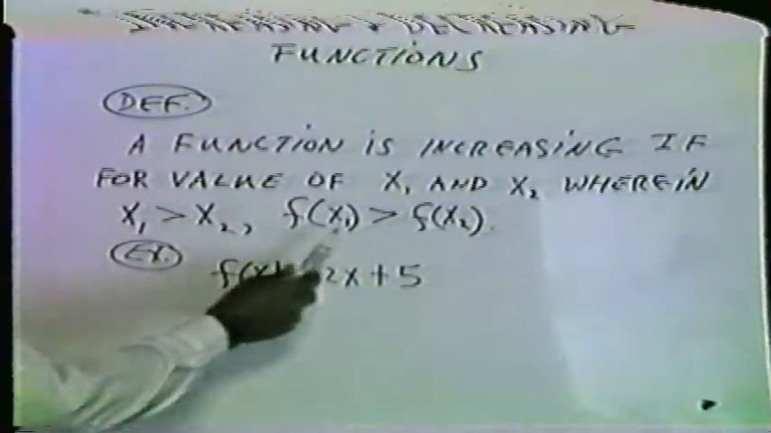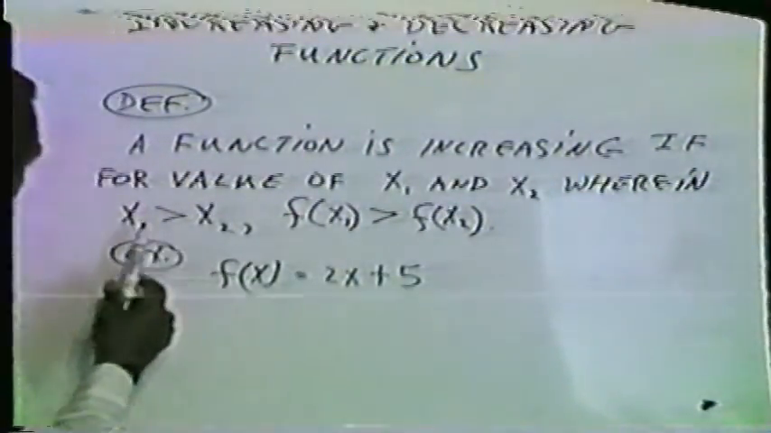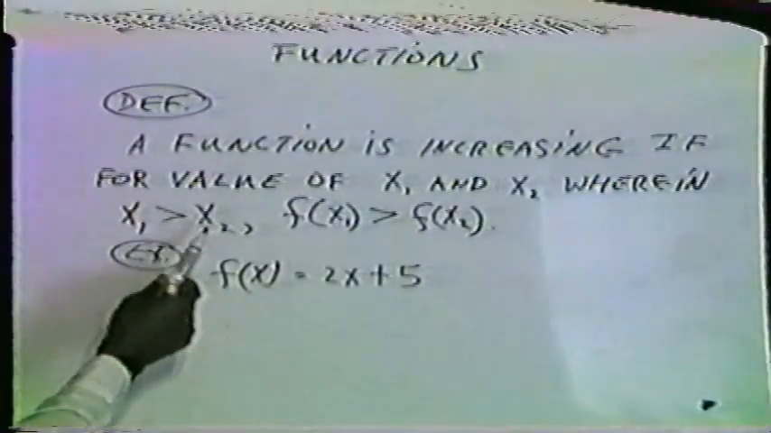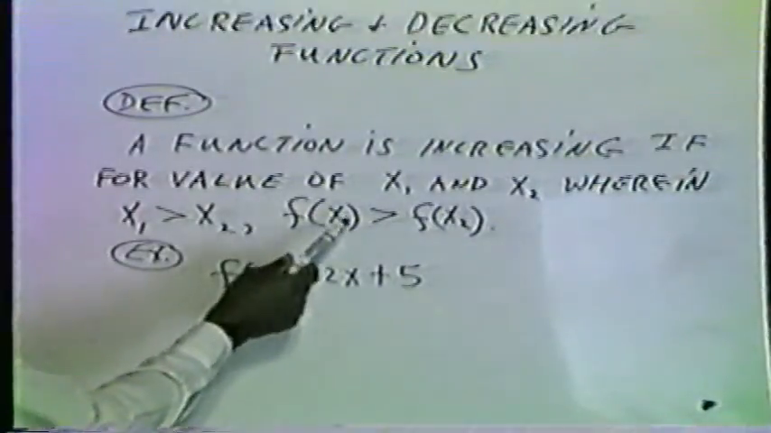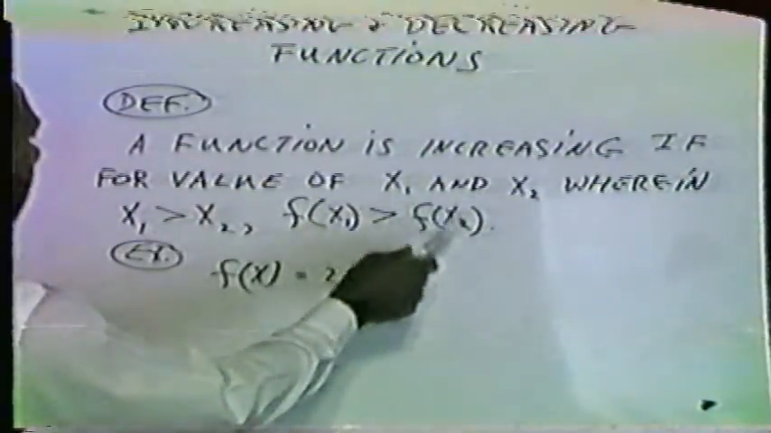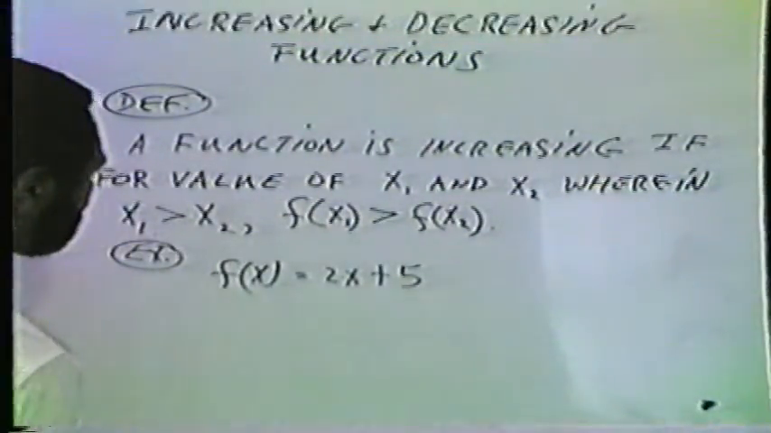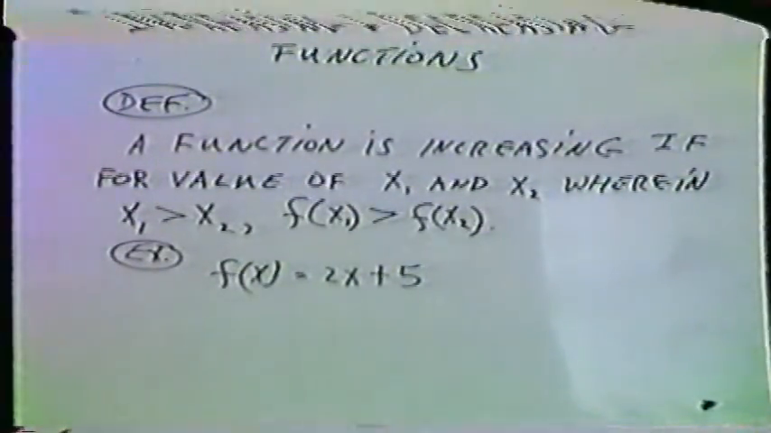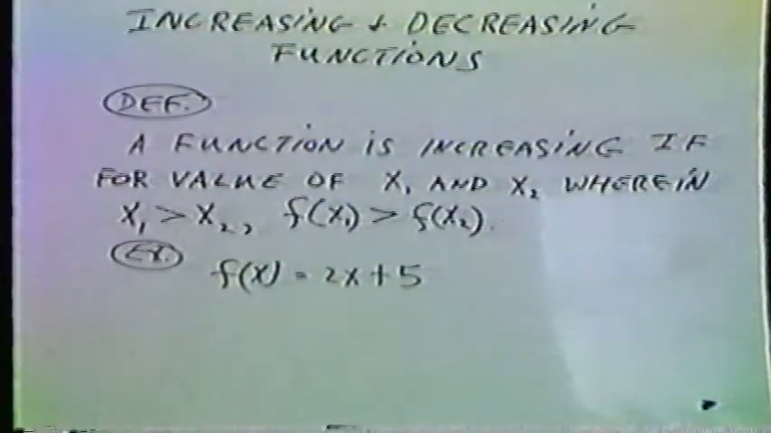And we look at the definition here, and it says that for any value of x sub 1 and x sub 2, wherein x sub 1 is greater than x sub 2, then f of x sub 1 has to be greater than f of x sub 2. This is for any number within that set of numbers that we have for x.